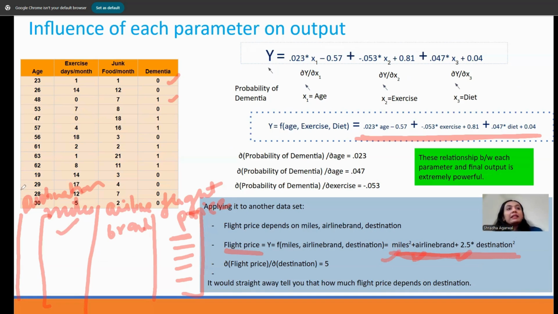Now, this thing is clear to us. The main takeaways from here were understanding the concept of partial derivative. Then the other takeaway was that the same schematic could be applied to any problem, and I've applied it for you here on the flight price. And this is the value I get. Now, it's getting a little complicated from here.